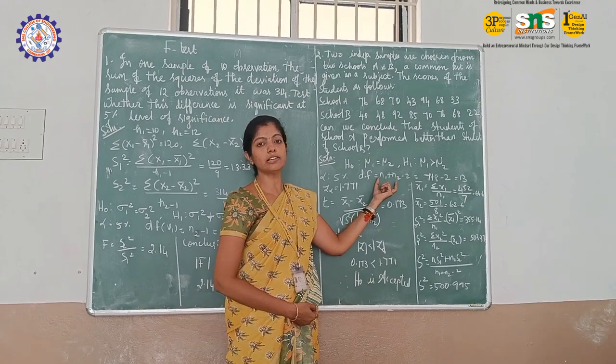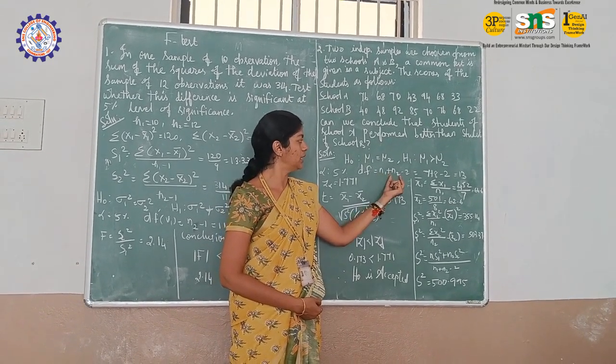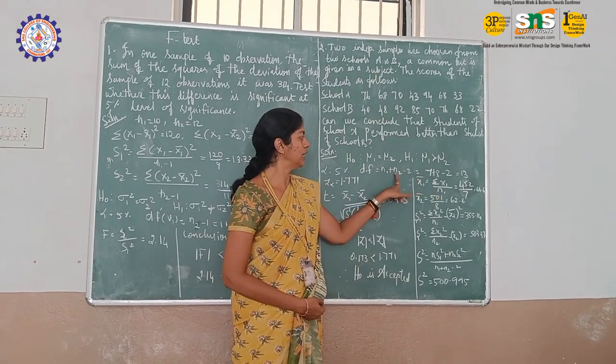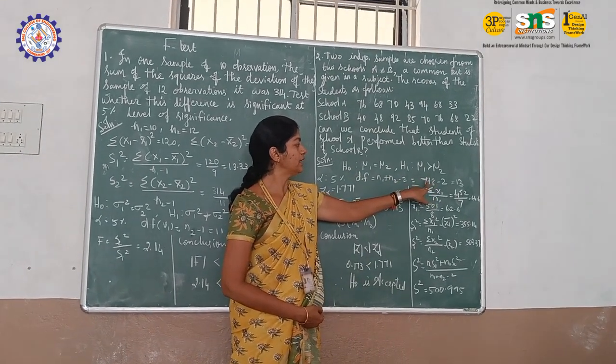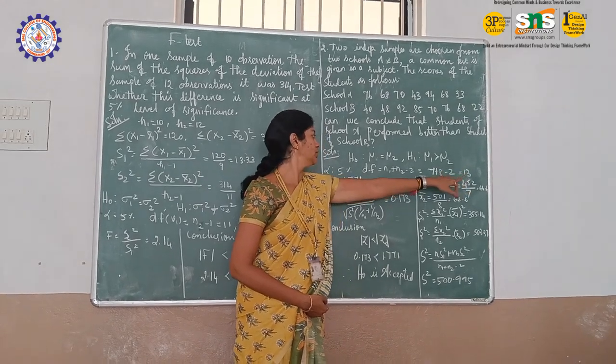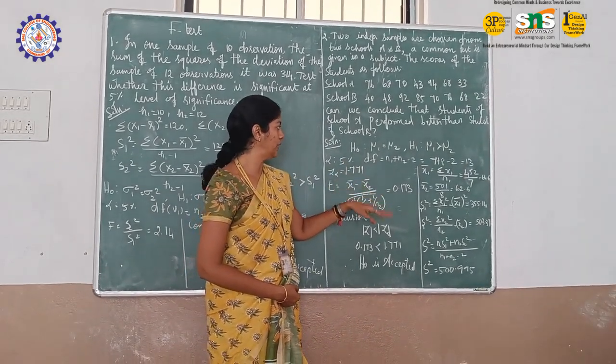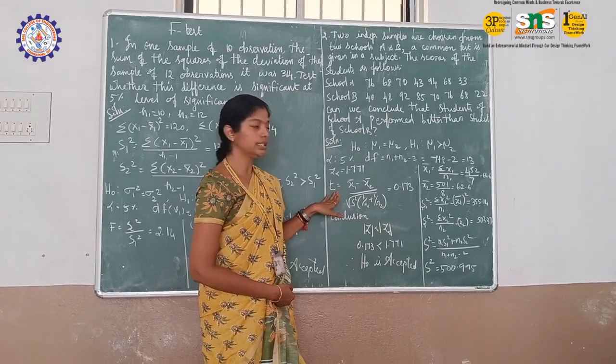So this is a difference of mean problem, so we have two samples. n1 plus n2: n1 size is 7, n2 size is 8. We add them and subtract 2, and we get 30 here. So for 30, we have to look at the 5% column and get the table value. Then we have to move to the t-test.